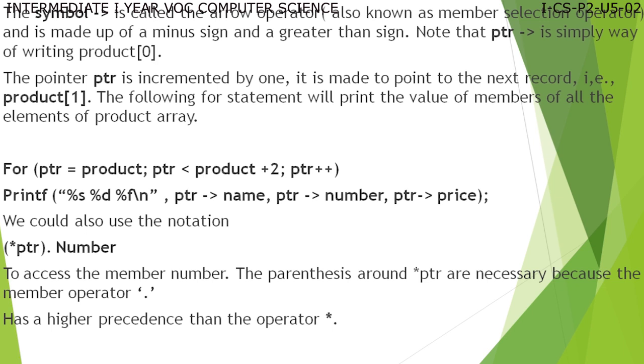Now I'm using the for loop. PTR is a pointer to product. PTR is equal to product, so we are assigning product[0]. Now PTR less than product, whatever the value we write, PTR value is less than the product value. Then PTR plus plus increments the value by 1, then product becomes product[1]. Like this, it will print the values of name, number, and price.